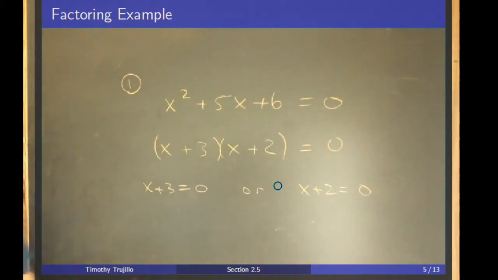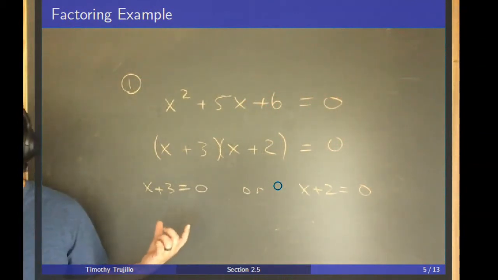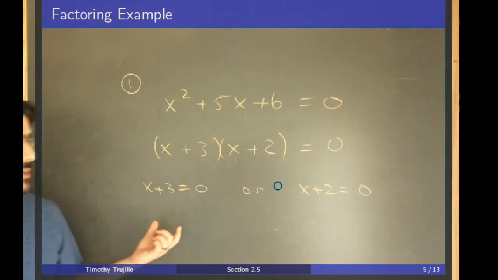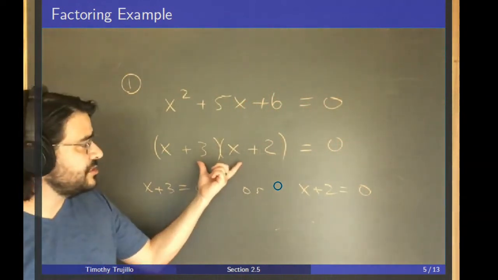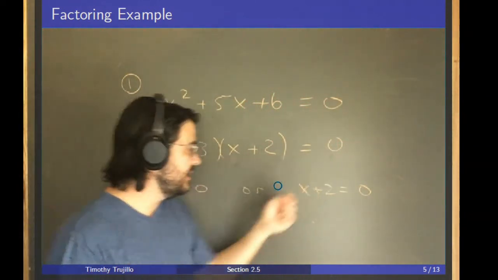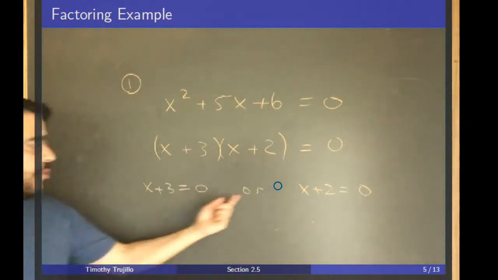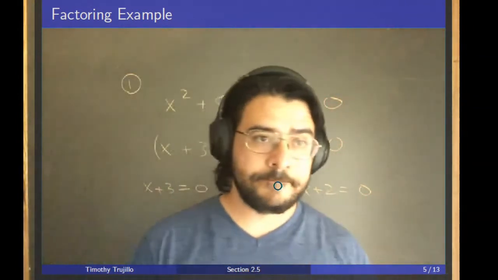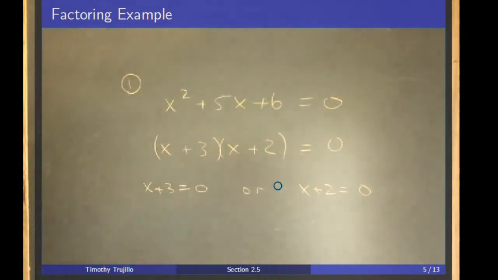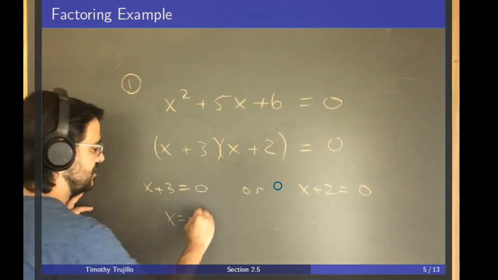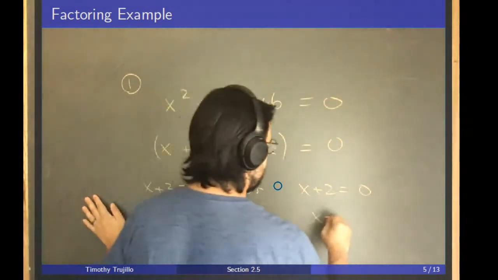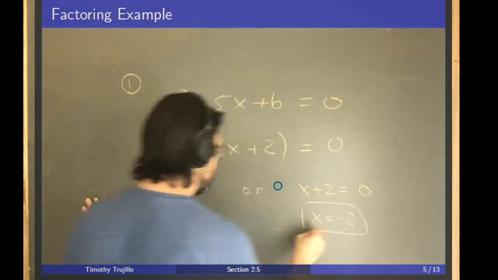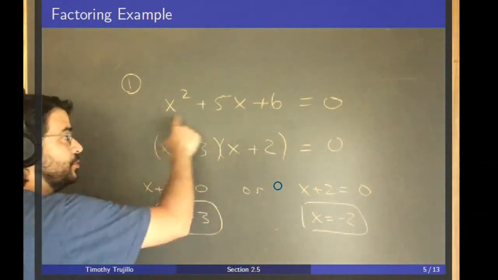But here, what we'll now do is the zero factor property, okay? So the zero factor property tells us that the only way the product of these two things is equal to 0 is if either the first one was 0 or the second one was 0. Okay, that's the zero factor property. And now we can go through and solve each one of these individually. This one gives us x is equal to -3, and this one gives us x is equal to -2. And these are the two solutions to this equation.